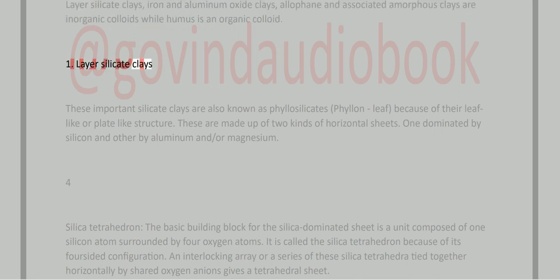1. Layer silicate clays. These important silicate clays are also known as phyllosilicates (phyllon, leaf) because of their leaf-like or plate-like structure. These are made up of 2 kinds of horizontal sheets, one dominated by silicon and the other by aluminum and/or magnesium. Silica tetrahedron: the basic building block for the silica-dominated sheet is a unit composed of 1 silicon atom surrounded by 4 oxygen atoms. It is called the silica tetrahedron because of its 4-sided configuration.